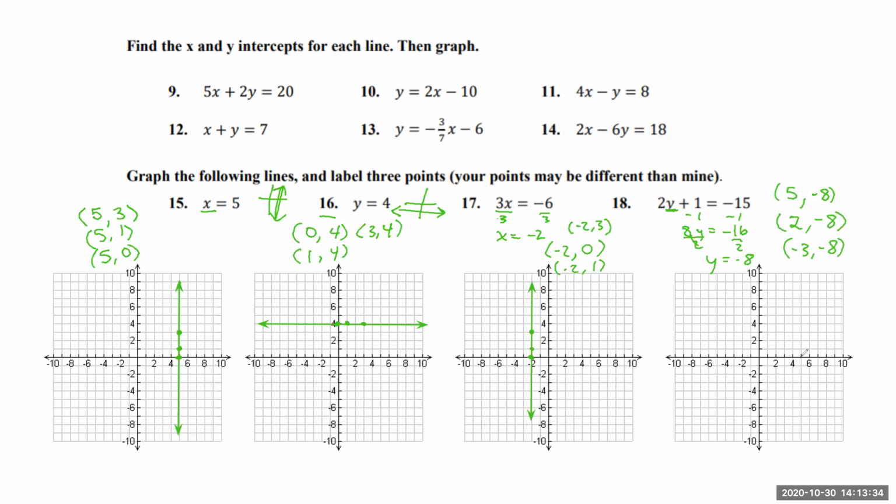Okay, so then we're just going to graph them. So 5, -8 is going to be 1 over. And then 2, -8 is going to be right there. And then -3, -8 is going to be right there. And then how you would do it on yours is just go ahead and label them on your graph. 2, -8, and 5, -8. All right. And then go ahead and just draw out your line. And that should be the end of those answers there.